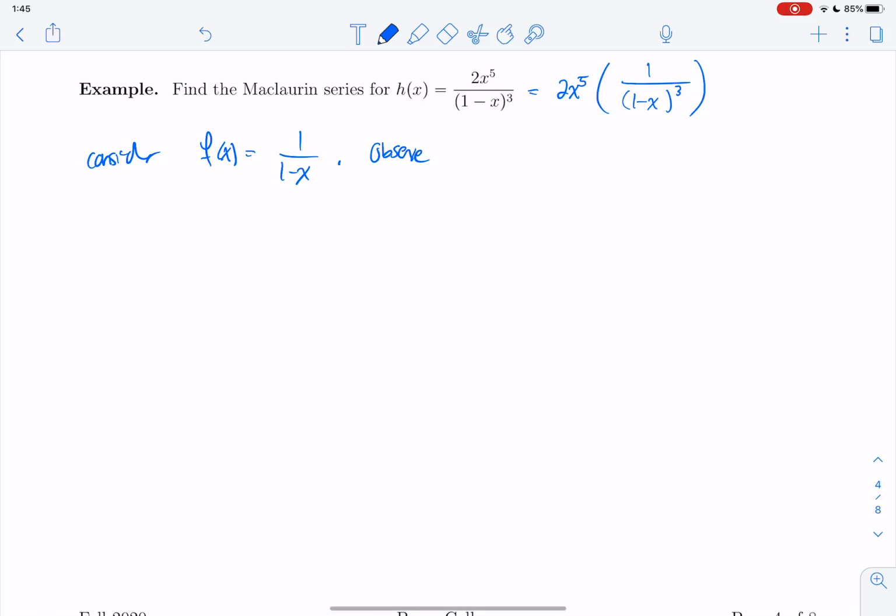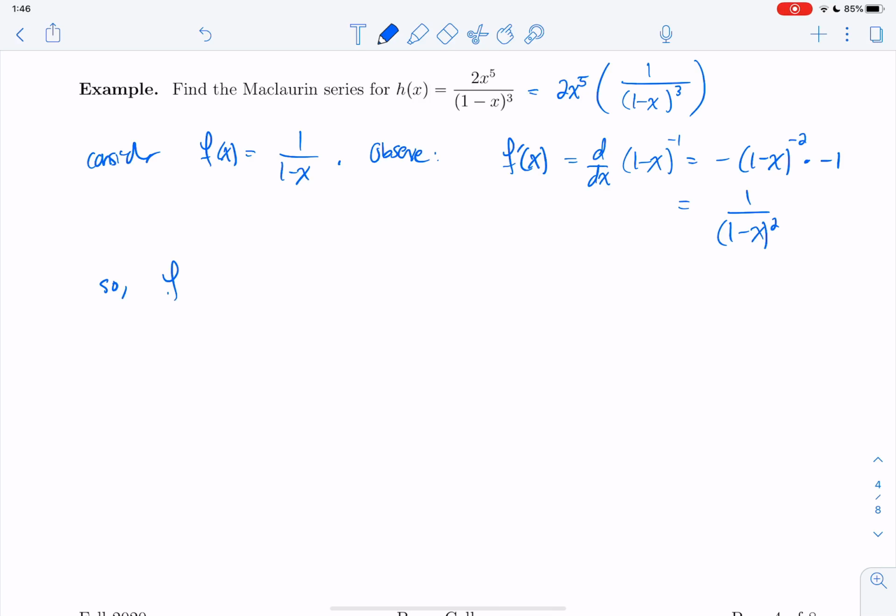Specifically, we're going to observe that if I differentiate f once, I'm going to end up getting d/dx of 1 minus x to the negative 1, which is going to be a negative 1 times 1 minus x to the negative 2, and then the chain rule kicks in. This is going to be times negative 1, which will give me a 1 over 1 minus x squared. Not quite what I'm looking for, so I'm going to do it again.